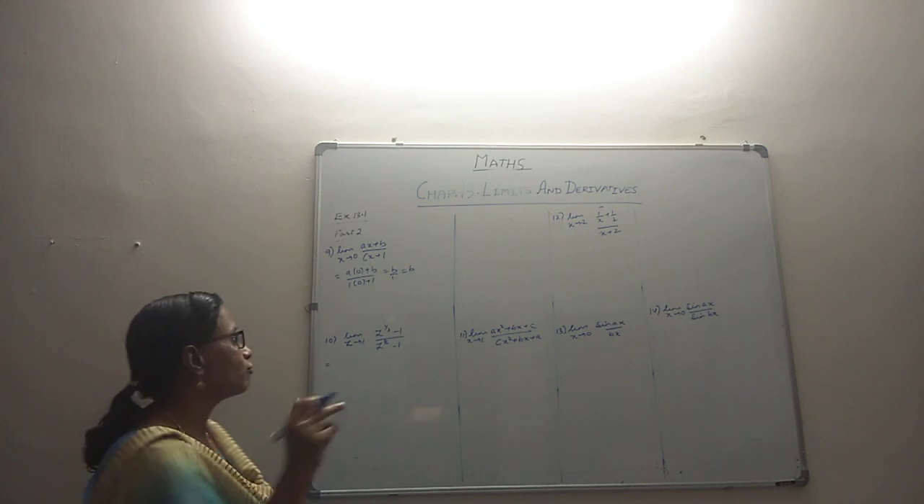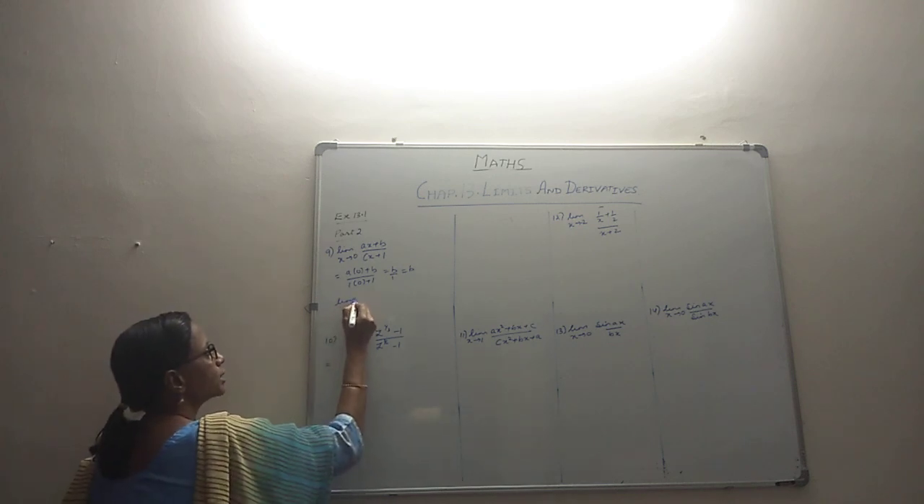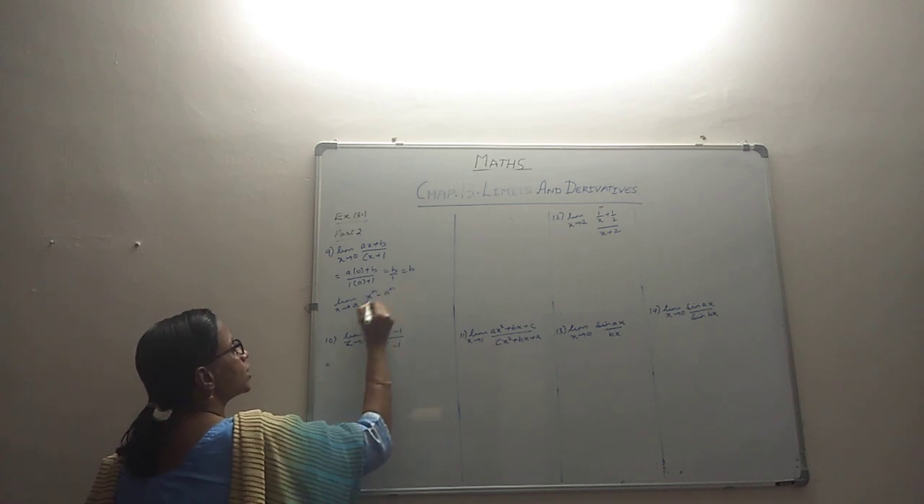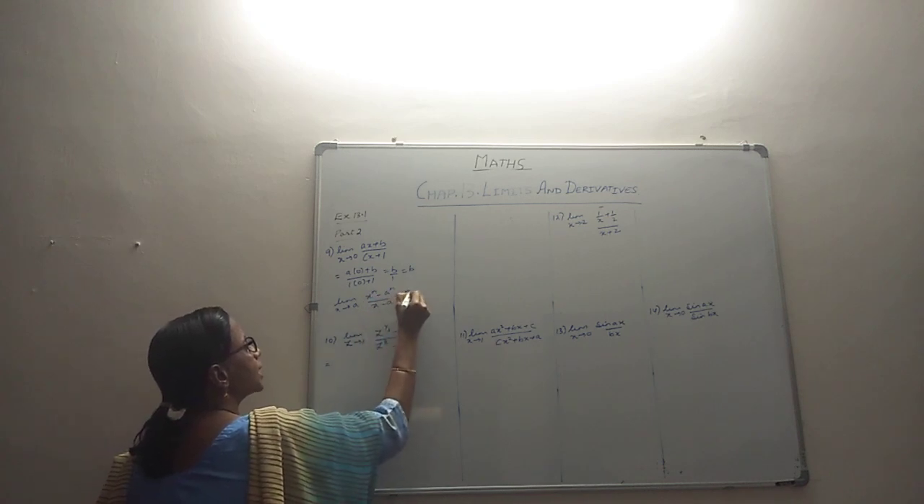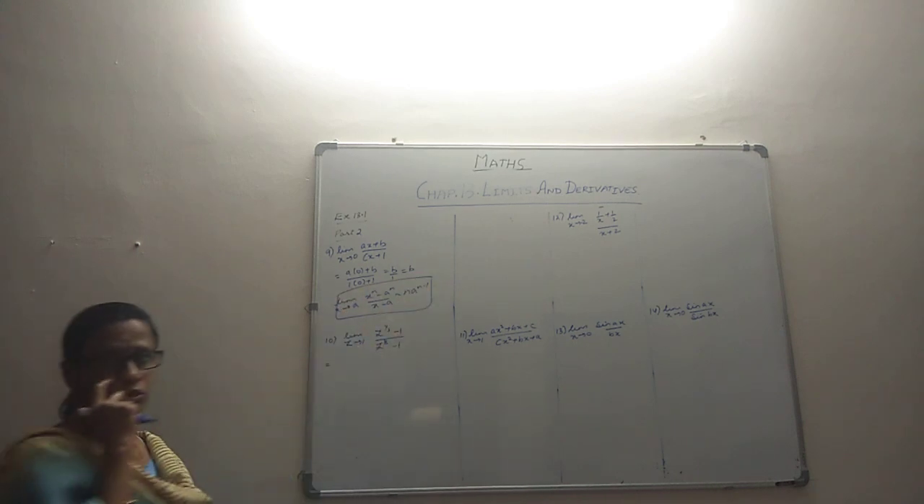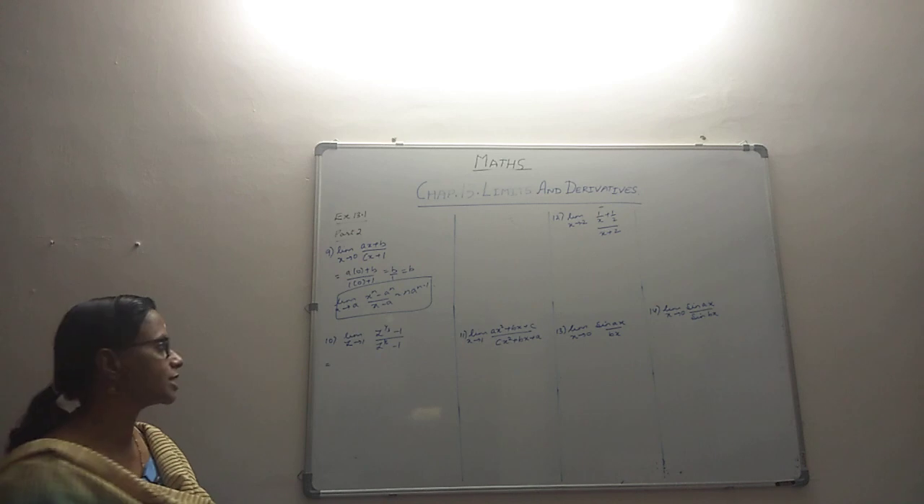Contrary, you can use that formula which we did in the earlier problem. Limit as x tends to a, x raised to n minus a raised to n by x minus a becomes n a raised to n minus 1. I think we are supposed to be using that because it's of that form, right?